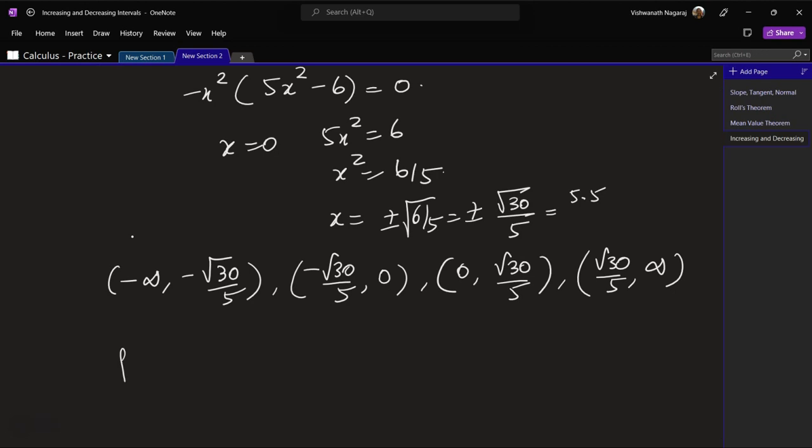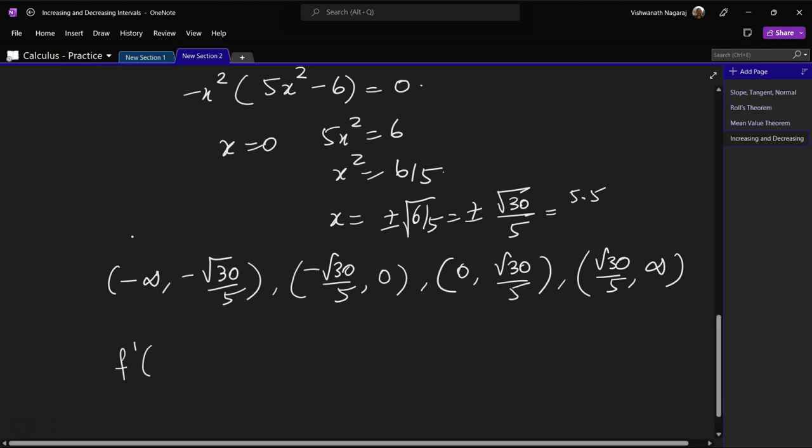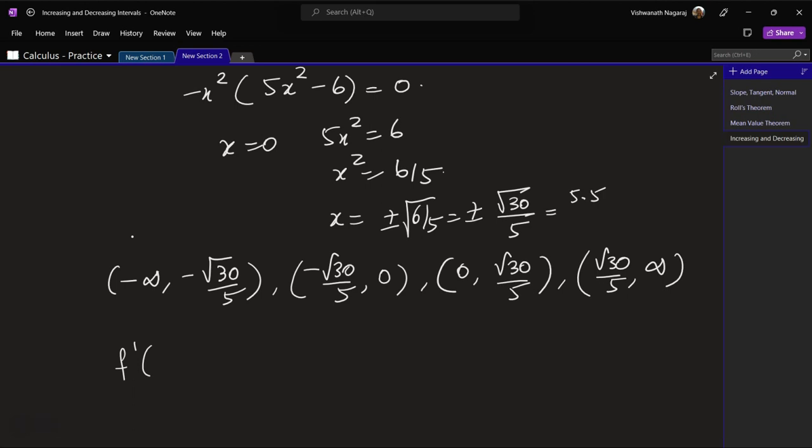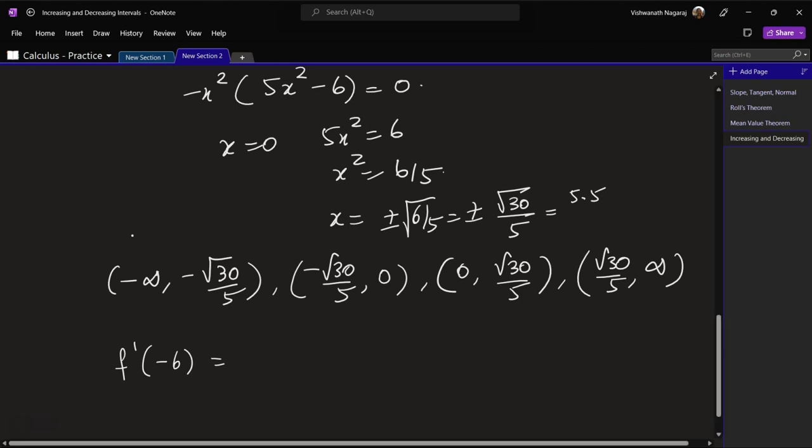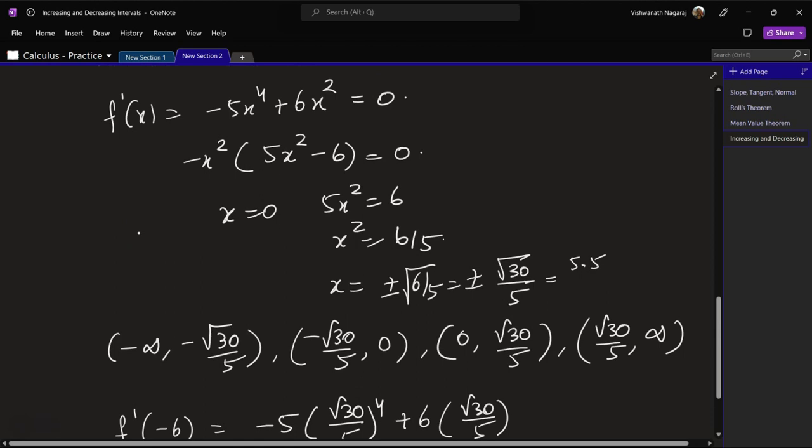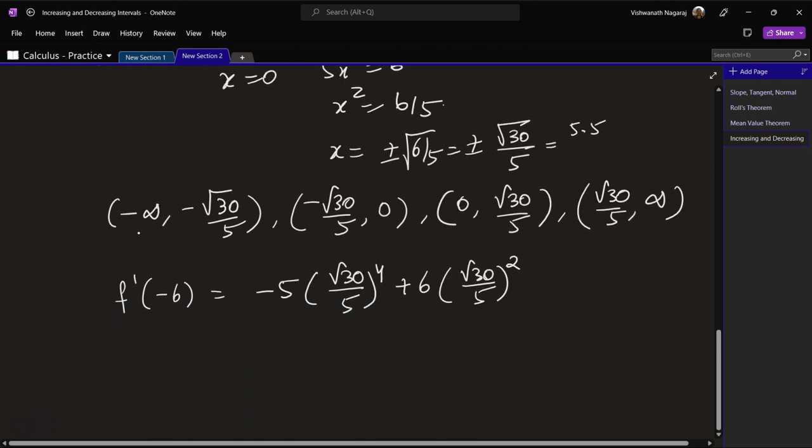Okay, now f prime of this is minus 5.5. So let's take it as minus 6, which gives us, it is going to be a little bit, so we might have to use calculators. Minus 5 times x to the power of 4, so root 30 by 5 to the power of 4, plus 6 times root 30 by 5 to the power of 2. This is to the power of 4, this is to the power of 2. So this is going to be a negative number, which means that this interval is going to be decreasing.